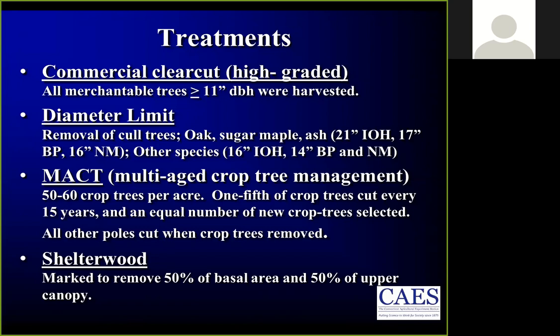Multi-age crop tree management, if you want to read through there, the idea of what we were trying to do was create five different age classes by coming in every 20 years, cutting out a fifth of the largest trees and starting to tend the new group of trees that grew in the poles. So we go through, we'd remove a fifth of the trees, we'd find among the new poles or very large saplings, we'd pick an equal number of new crop trees, and then we cut all other poles out there.